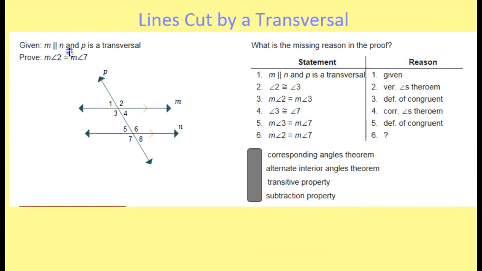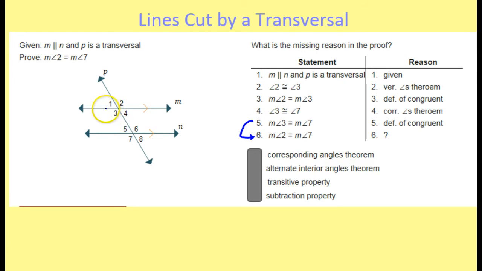Okay, given parallel lines with transversal P, prove that the measure of angle 2 is equal to the measure of angle 7. What is the missing reason in the proof? So we have all these other reasons, but all that matters when you get down to a particular reason is how you got from the previous step to the step that you're on. The measure of angle 3 is equal to the measure of angle 7. That's where we left off.